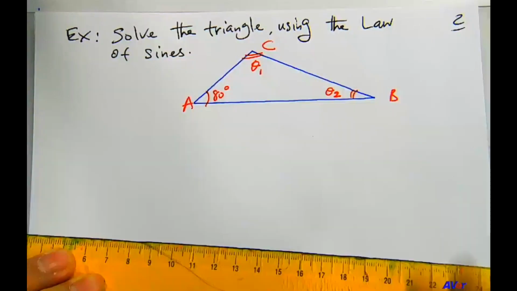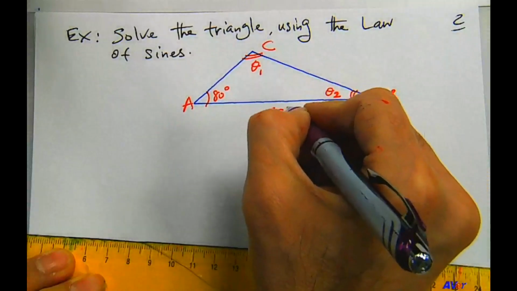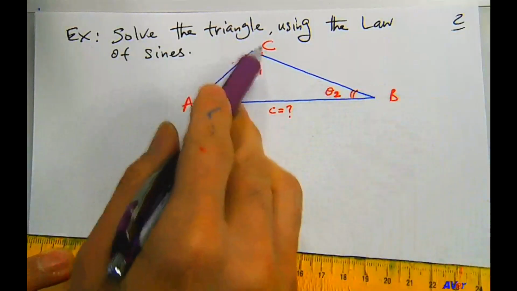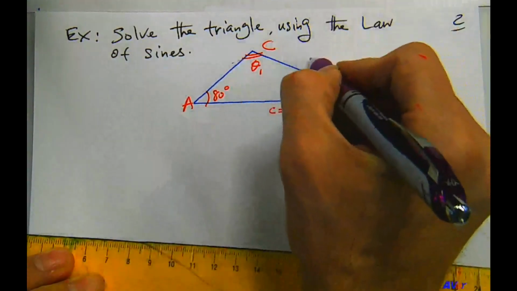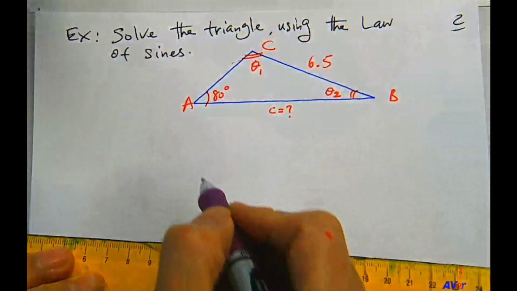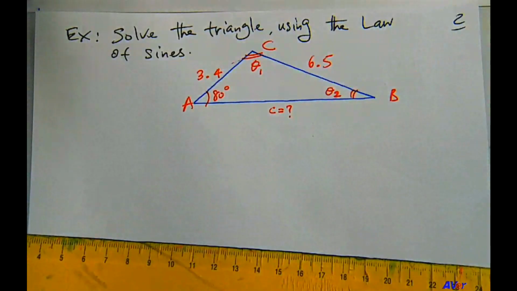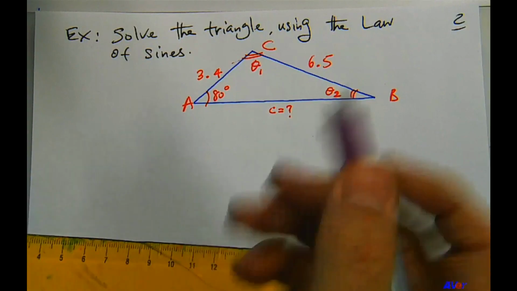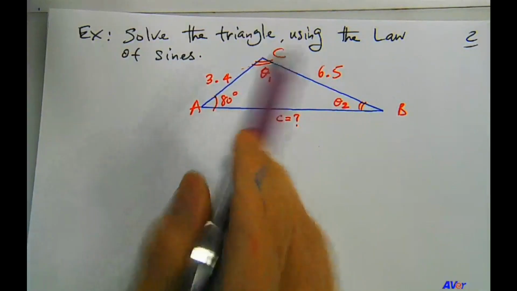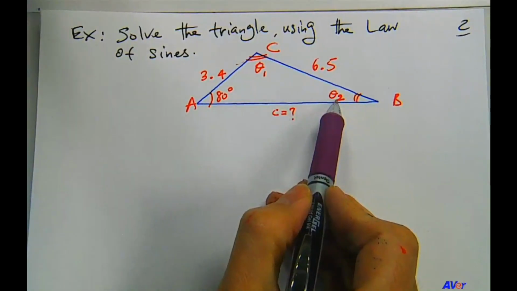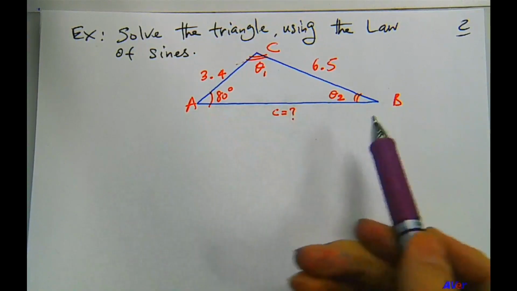We don't have the measures of those angles. And then we don't have the measure of this side. Because it's across from this angle C, I'm going to call this side lowercase c. And then the length of this side is given as 6.5, and the length of this side is given as 3.4. Okay, so solving this triangle in this case means we need to find the measure of theta 1 and theta 2, and then we need to figure out the measure of side C, or AB.